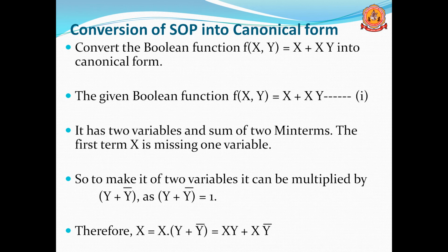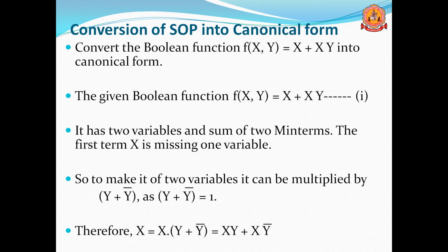Here, convert the Boolean function f of x, y, meaning two variables are there. The expression given is x plus xy. You can mark this given function as the first expression. In this first case, two terms are there. The first term is x, the second term is xy. The second term is proper because all the variables are there. In the first term, only x is there, y is missing.